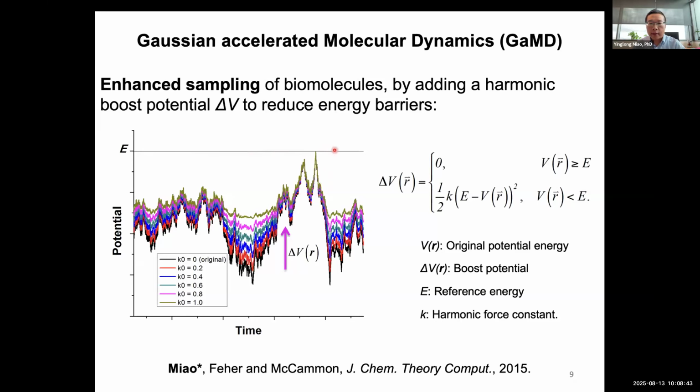Now, given a reference energy E, when the system potential drops below that, we add a harmonic boost potential. So this is our formula. As we change the harmonic force constant K, we can raise the low energy wells, reduce the energy barriers, then we can speed up the simulations.